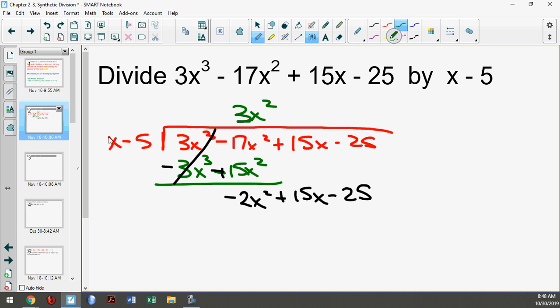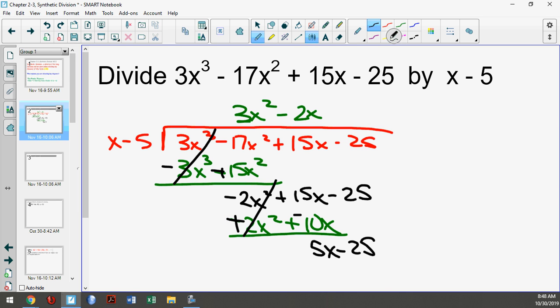Now, what do I multiply x by to obtain a negative 2x squared? Negative 2x. Multiply on the diagonal, negative 2x times x gives you a negative 2x squared. Negative 2x times negative 5 gives me a positive 10x. And I'm going to go ahead and change those signs to make that a positive 2x and a negative 10. Those cancel out, and I have 5x minus 25. Yes?